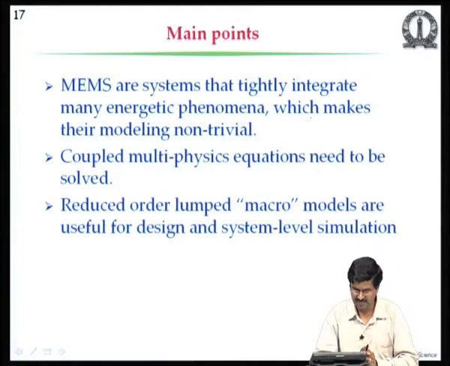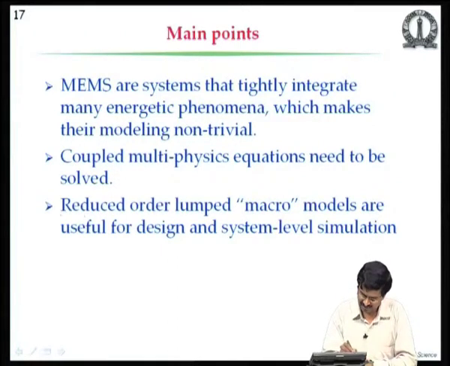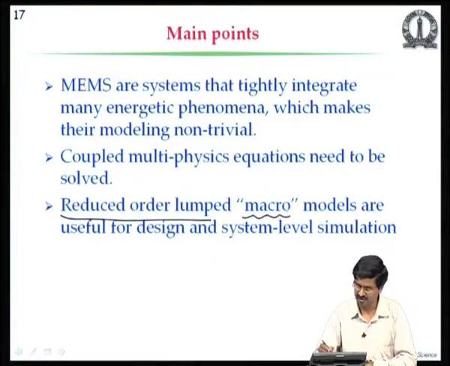Let us just note down our main points: microsystems involve tightly integrated multiple energetic phenomena, and that leads to differential equations that are coupled to each other, and all of these have to be solved together. But what we can benefit from is reduced order lumped models, or what are called macro models. They capture the macro effect of the things in a simple form: M for inertia, K for stiffness, and B for damping. That also we discussed for a couple of cases.